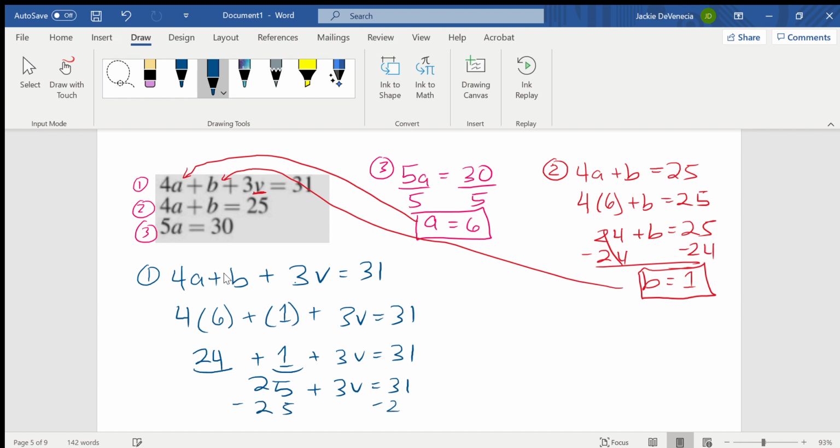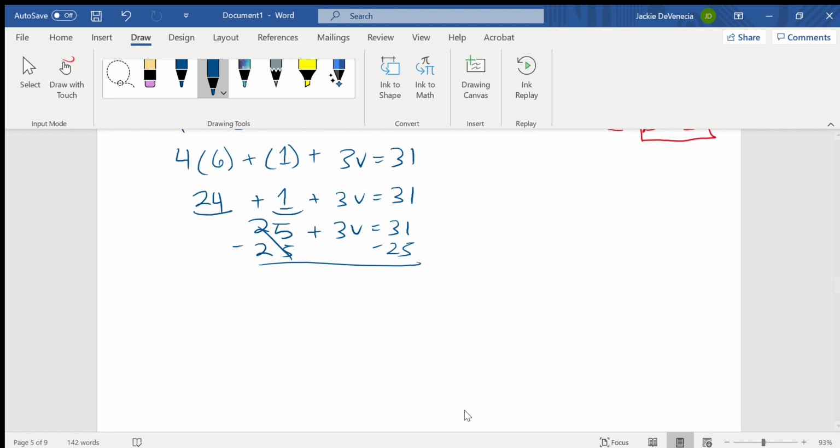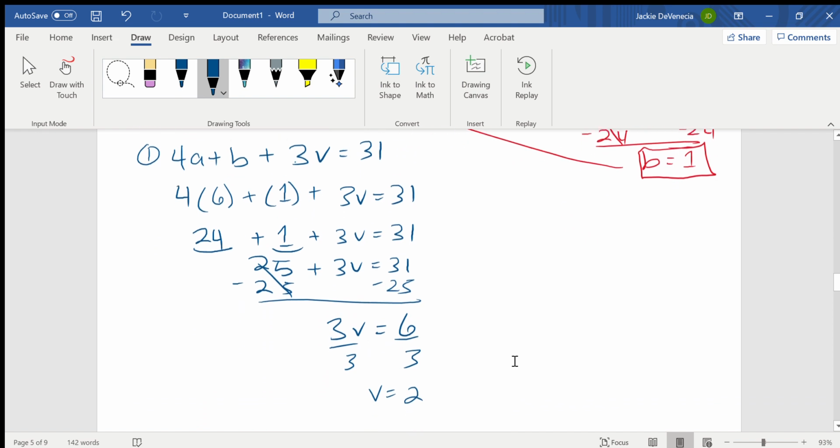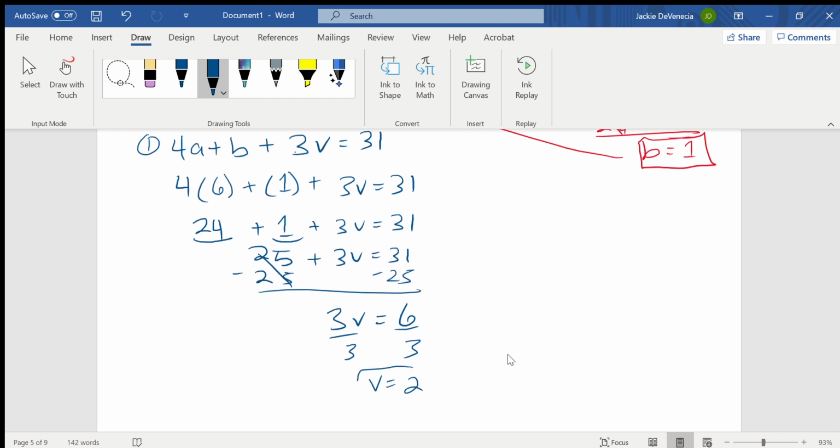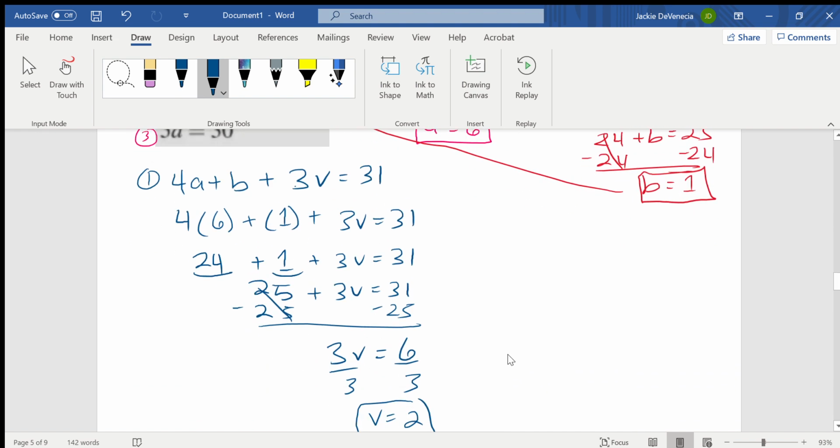Subtract 25 on both sides. And then you would have 3v is equal to 31 minus 25. This is 6. So you can get v alone, and v is equal to 2. All right, so now we have all our values. A is 6, b is 1, v is 2. That's your whole answer for this one.